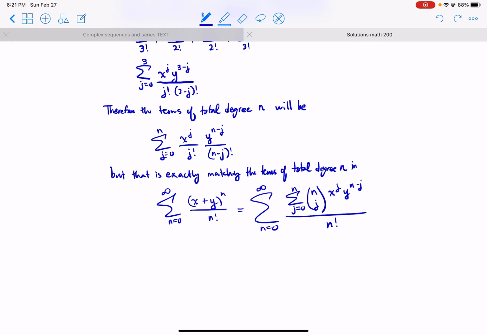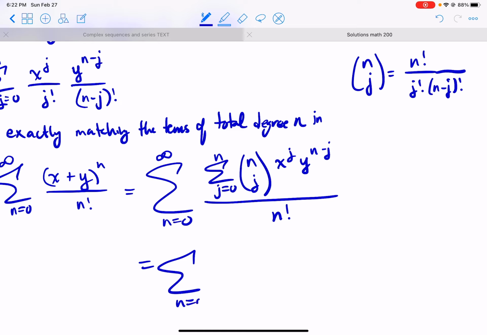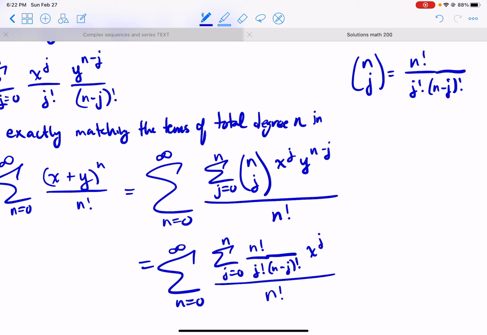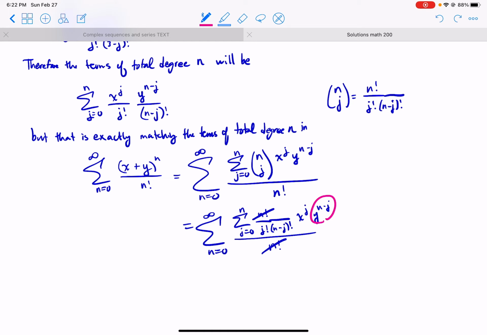Now look, what is n choose j? Remember what n choose j is? N choose j is actually n factorial over j factorial times n minus j factorial. And so we can rewrite this sum, n equals 0 to infinity, of something over n factorial. But what is that thing? It's a finite sum, j equals 0 to n, of n factorial over j factorial, n minus j factorial, times x to the j, y to the n minus j, and cancel, and lo and behold, the x to the j over j factorial and y to the n minus j over n minus j factorial is exactly what we get up here. Okay?